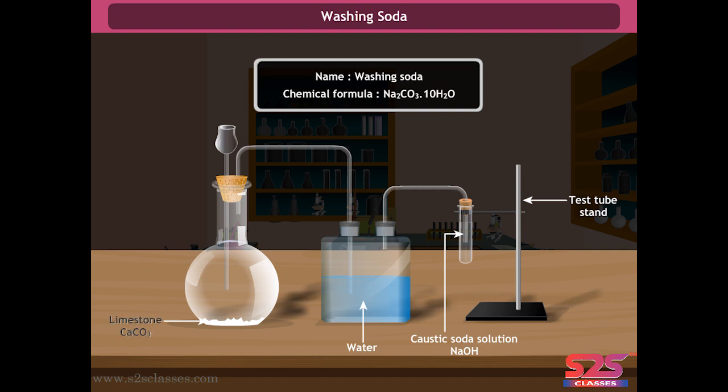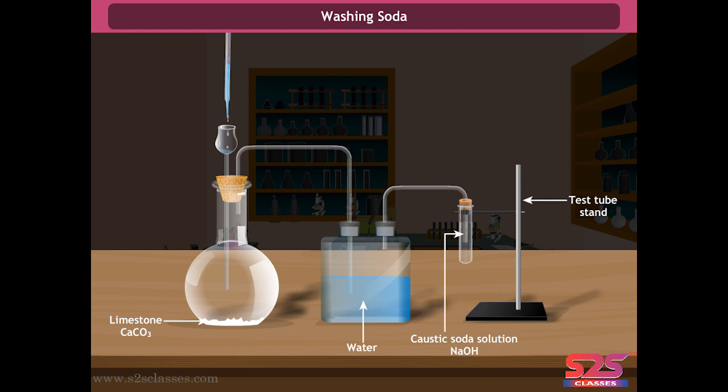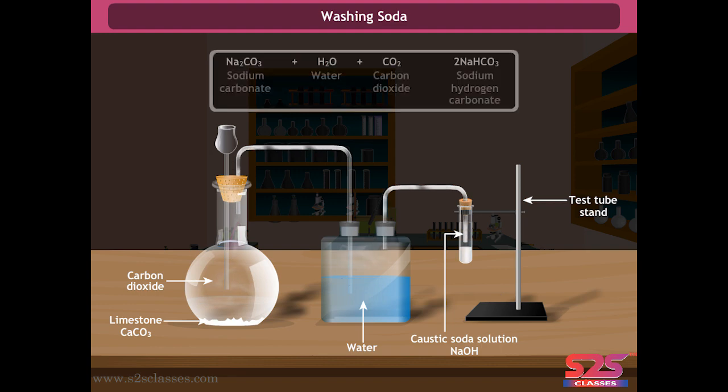Limestone is taken in a flat bottom flask and caustic soda is taken in a large boiling tube. Pour dilute hydrochloric acid into the flask with the help of a thistle funnel. Limestone reacts with hydrochloric acid to generate carbon dioxide. The gas is now passed into the concentrated sodium hydroxide till a white solid appears at the bottom of the boiling tube. The white solid is sodium carbonate.